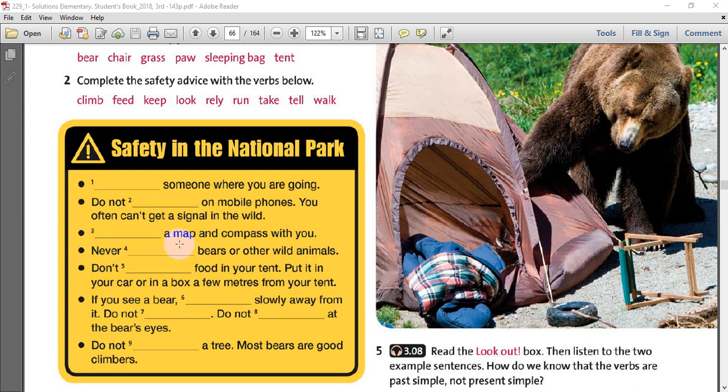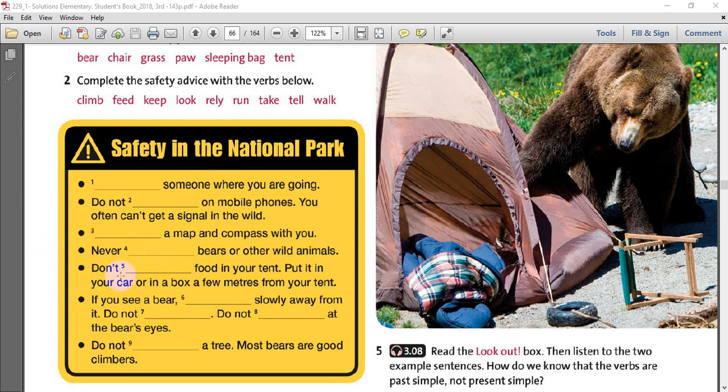Number 3, take a map and compass with you. Number 4, never feed bears or other wild animals. Never feed, لا تطعم أو لا تغذي. Never feed bears or other wild animals.